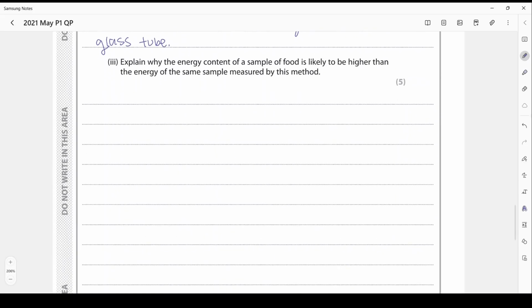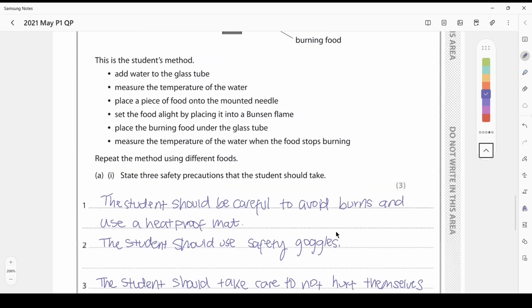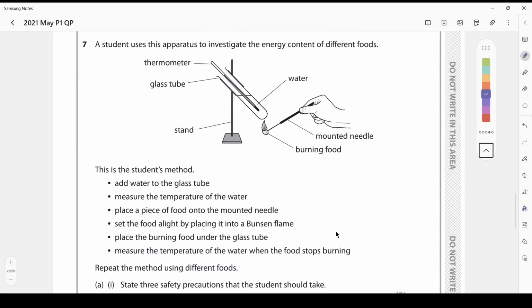Okay, part 3. Explain why the energy content of a sample of food is likely to be higher than the energy of the same sample measured by this method. Alright, so let's scroll up so we can see the experimental setup. When it comes to calorimetry experiments, and if you do IGCSE chemistry, you'll also know this, with this kind of experimental setup there is always going to be heat loss. In this case, heat loss to the surroundings.